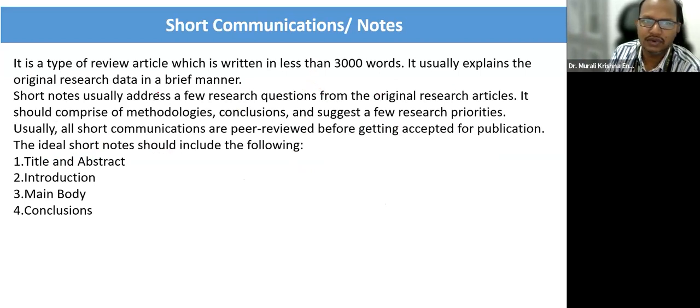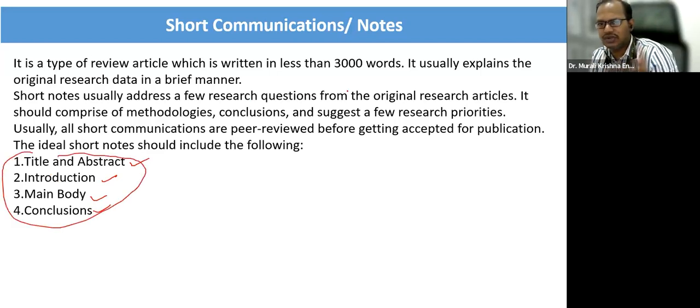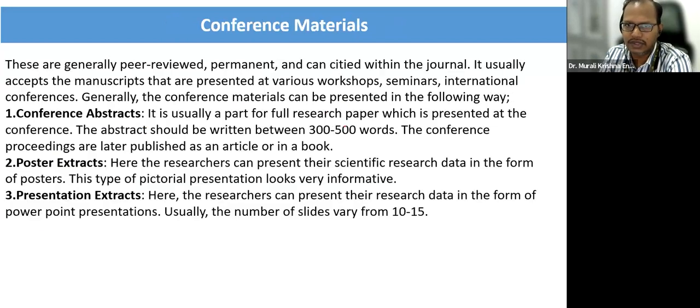These explain the original research data in a brief manner. We need to talk about our research article in only 2 to 3 pages. In these short communications, there is only the title and abstract, introduction, main body and conclusions. That's all. Usually it will be less than 3,000 words. Short communications are very brief publications, and usually people will look at them.